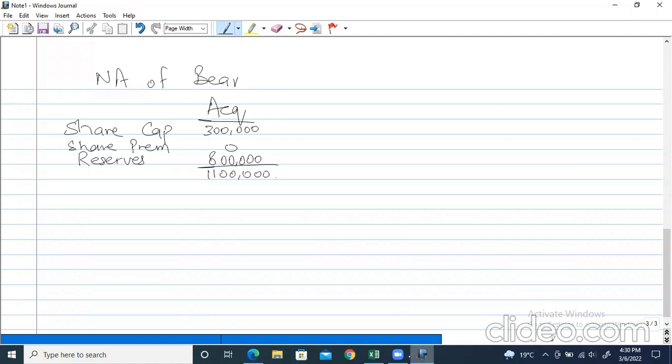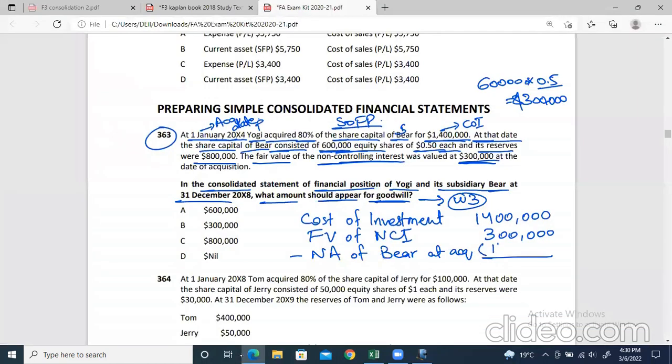So this 1100,000, we will have to deduct it over here. Let's see what is the answer we're getting. So 14 plus 3 is 17, and 17 minus 11 is 6. Yeah, 600,000. So the answer for goodwill is 600,000.